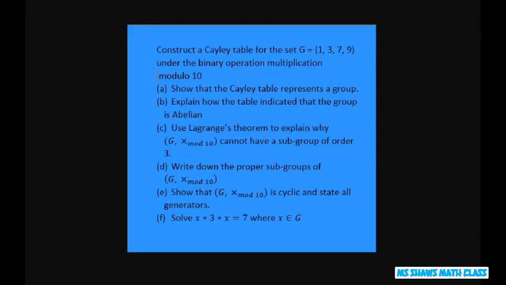Hey everyone, we're going to construct a Cayley table for set G, which has elements 1, 3, 7, and 9 under the binary operation multiplication, modulo 10. And we're going to answer all these questions and we'll get started. So basically we want it under multiplication modulo 10. So just write your elements on the horizontal and on the vertical, first column and first row, and then multiply.